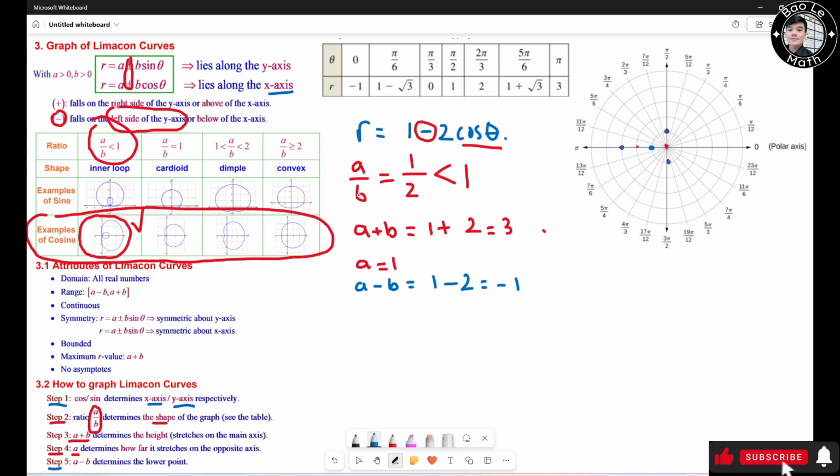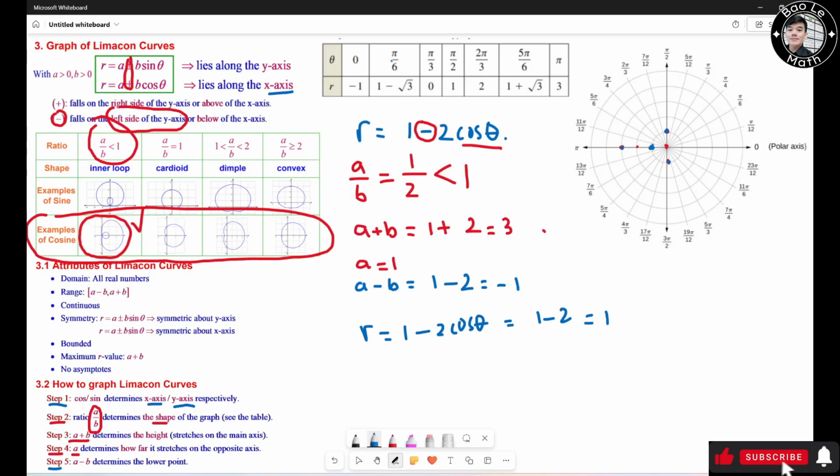Now we're going to use a table of values to determine the exact location of other points. Remember that we just use the values of the angles of the first and second quadrants, and the rest should be symmetric with these over the main axis. So the first one, theta equals 0. We substitute over here, so we have r equals 1 minus 2 cosine 0. It's going to be 1 minus 2, because cosine of 0 equals 1. So it's going to be negative 1, and it's going to be right here.